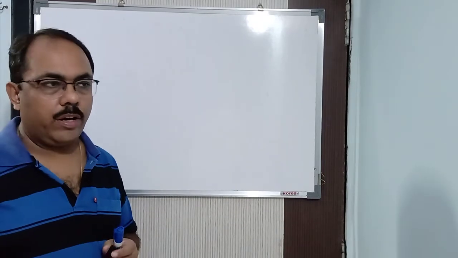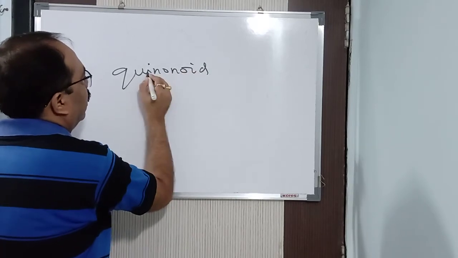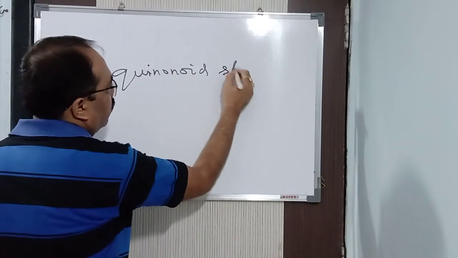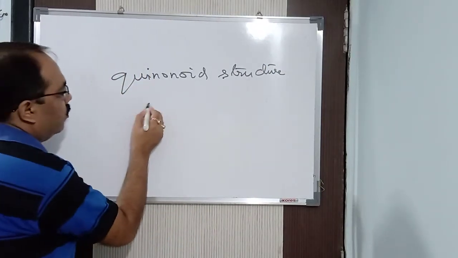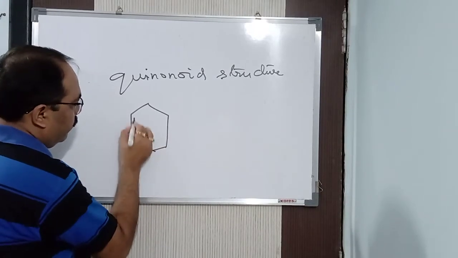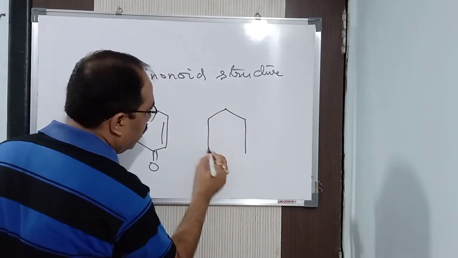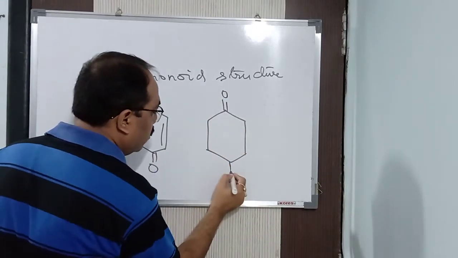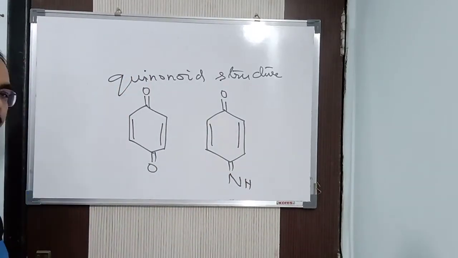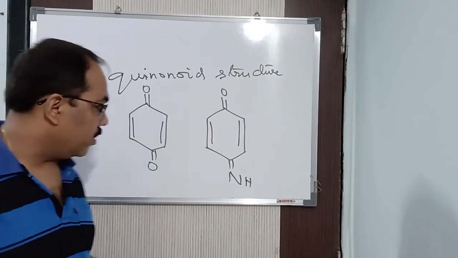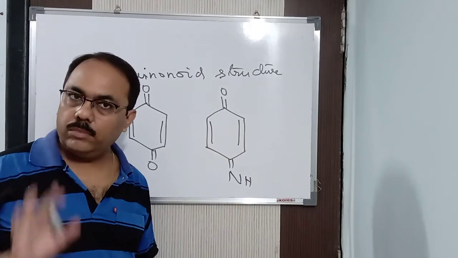Compounds having a quinoid structure, Q-U-I-N-O-I-D, do not show tautomerism. Quinoid means this one. This is similar, you can see that, C=O and =NH. So this is known as a quinoid structure. They do not show tautomerism. Compounds having a quinoid structure do not show tautomerism. Note.